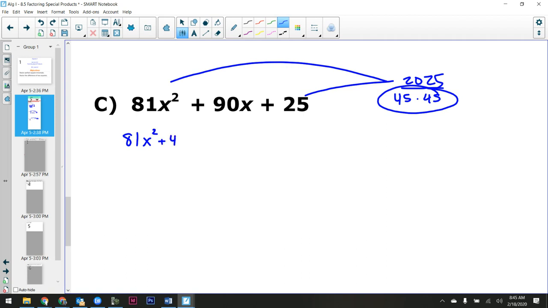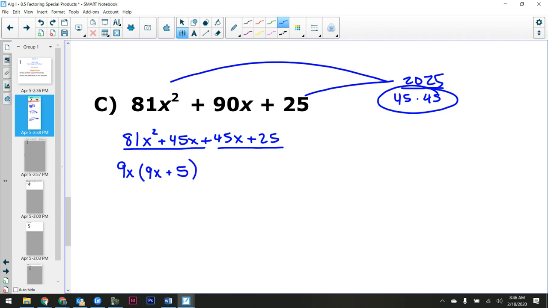81x squared plus 45x plus 45x plus 25. Okay, what's my GCF of my first 2 terms? What do we think? 9x, good. Okay, well that means I leave a 9x, right? Because I divide out a 9. 81 divided by 9 is 9. Plus 5.